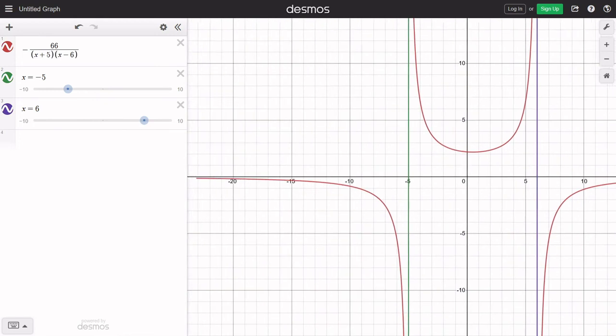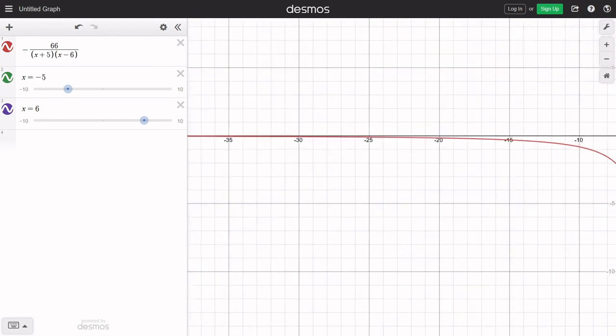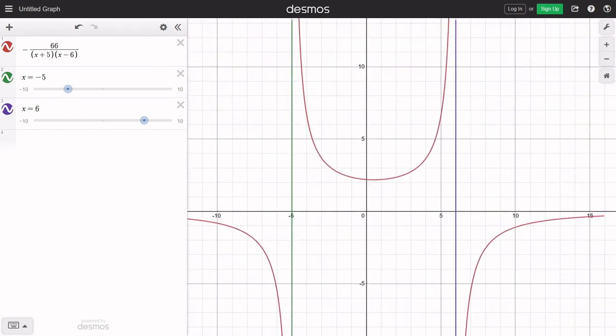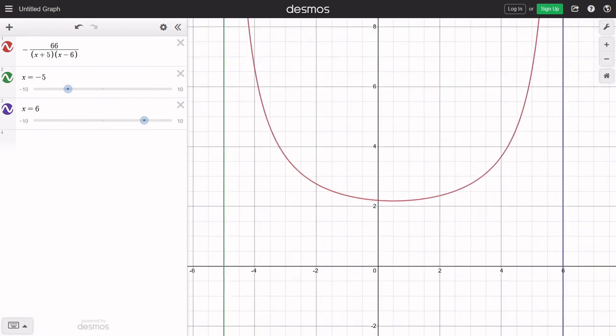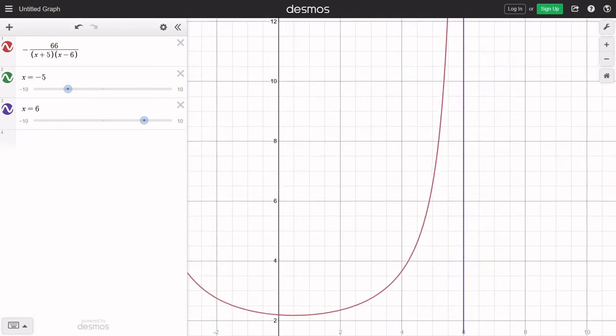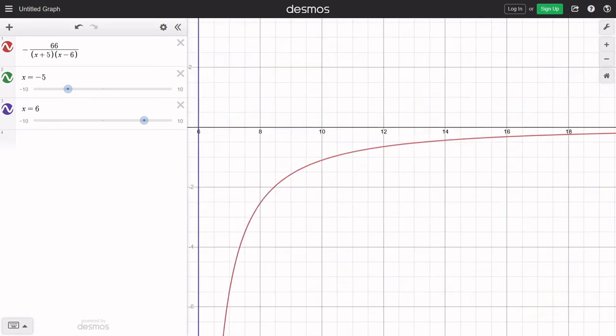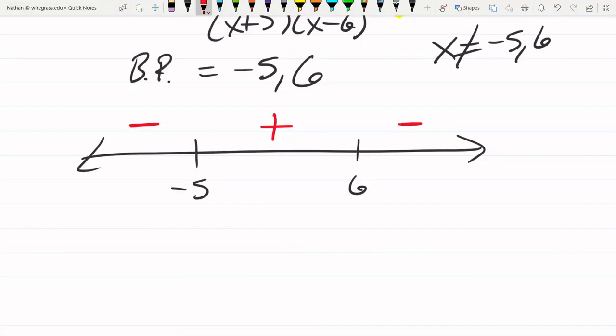And we can see on this side, everything less than negative 5, the function is always negative. It's always below the x-axis. On the central interval from -5 to 6, the function is always positive. And then finally, from this interval 6 to infinity, the function is always negative. So we have these three settings: negative, positive, negative.